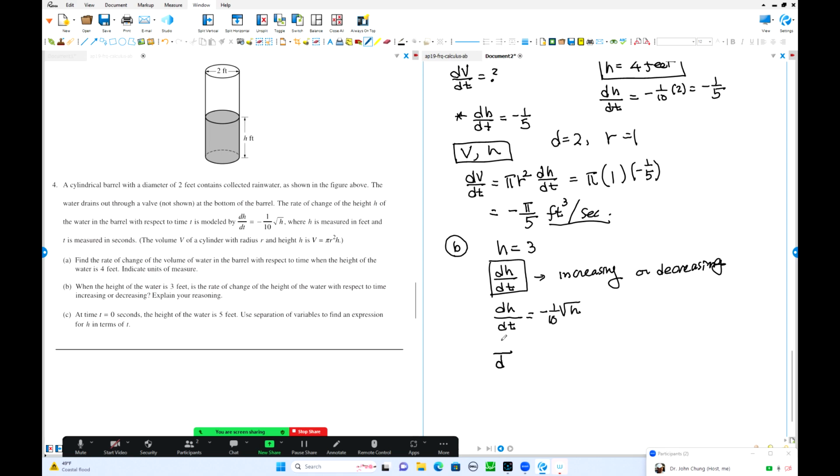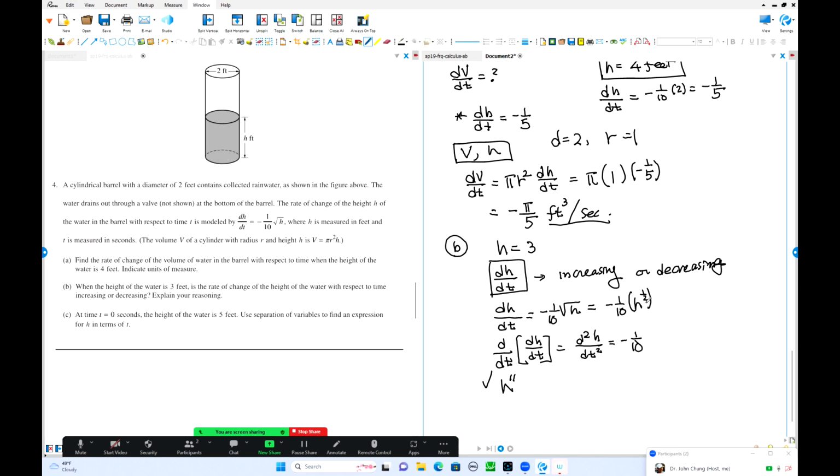You can use h double prime, which is okay too, but this is actually simple: d squared h over dt squared. A little different, but you can use this one simply, it doesn't matter. Now take the derivative of the right hand side, negative 1 over 10 times h to the 1 half.